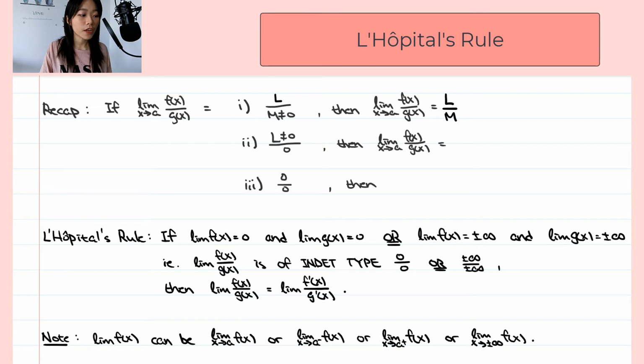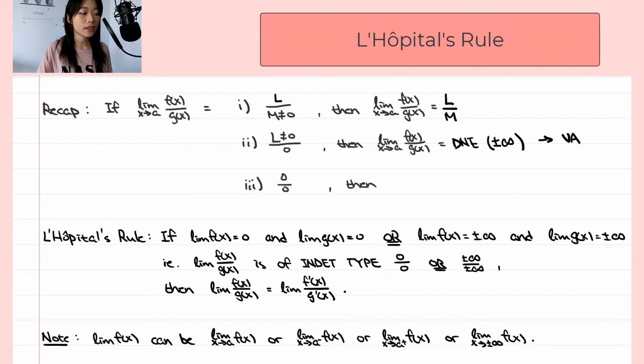However, if the denominator equals 0 and the numerator is a non-zero number L, then the limit does not exist, which also means that the limit will go to either positive or negative infinity. So at x equals a, you have a vertical asymptote.